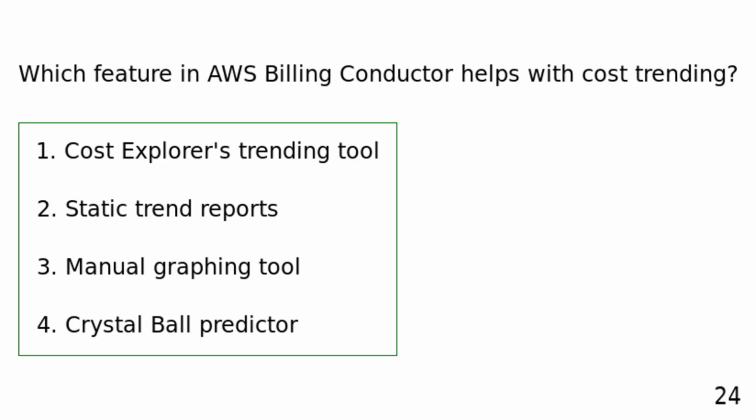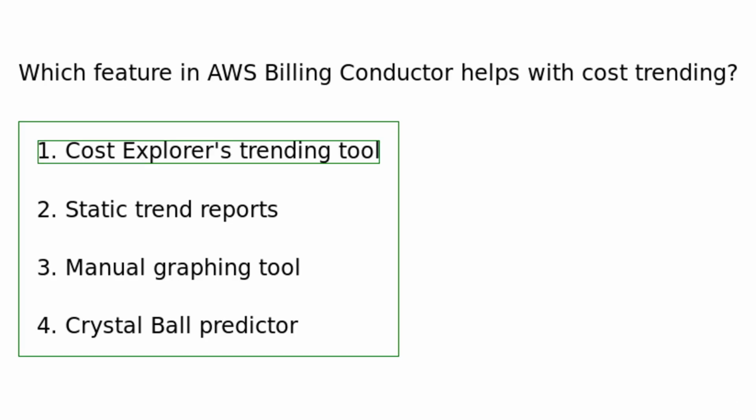Which feature in AWS Billing Conductor helps with cost trending? Cost Explorer's trending tool. Static trend reports. Manual graphing tool. Crystal ball predictor. Cost Explorer's trending tool in AWS Billing Conductor helps analyze cost trends over time, aiding in budget planning.